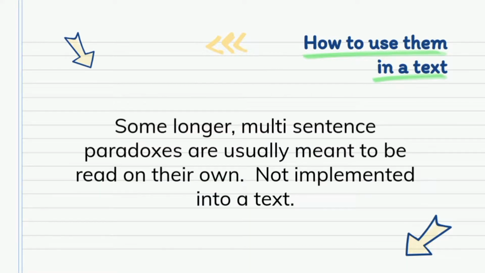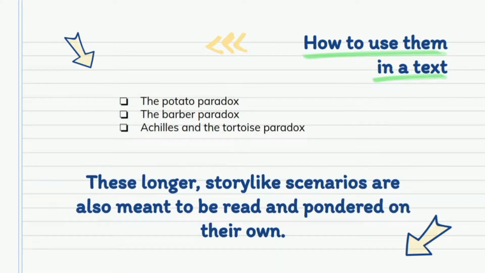Some longer multi-sentence paradoxes, like the example I used for infinite regress, aren't meant to be put in the text, they're just meant to be read on their own. And then you've also got really long story-like scenarios, like the potato paradox or the Barber paradox, that aren't meant to be put in a text at all, just read on their own.